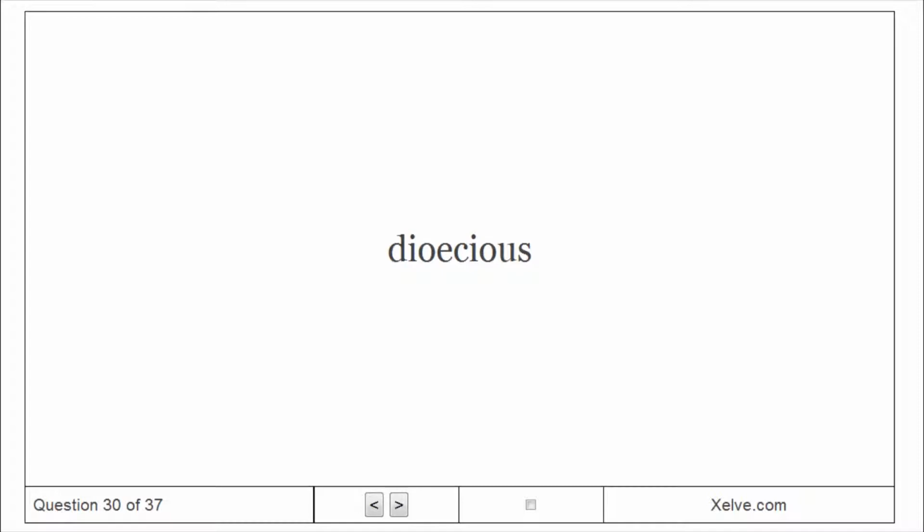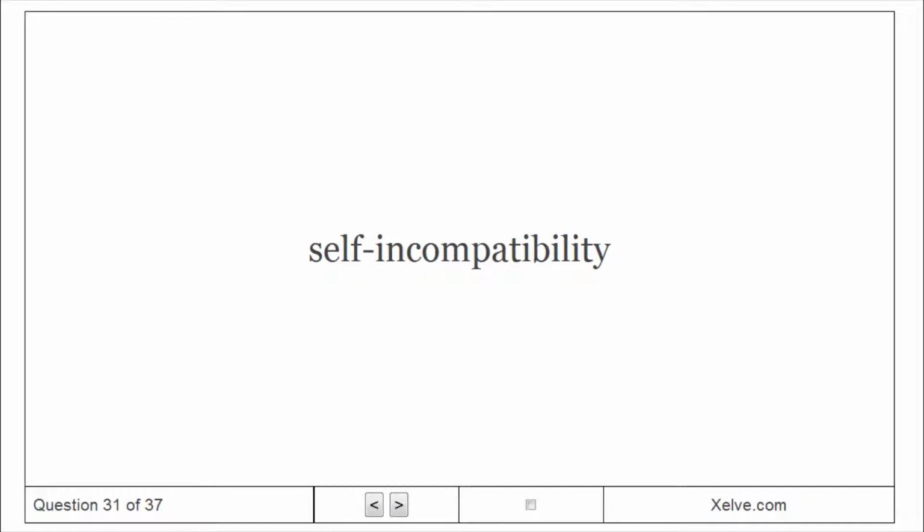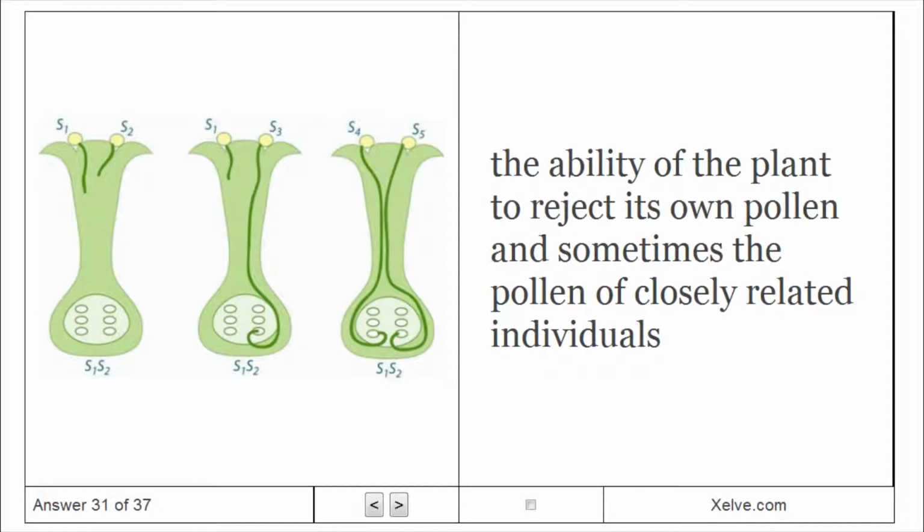Dioecious. Plants that cannot self-fertilize because different individuals have either staminate flowers, lacking carpels, or carpellate flowers, lacking stamens. Self-incompatibility. The ability of the plant to reject its own pollen and sometimes the pollen of closely related individuals.